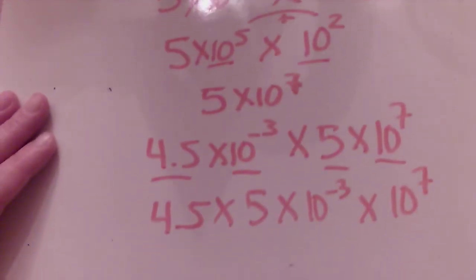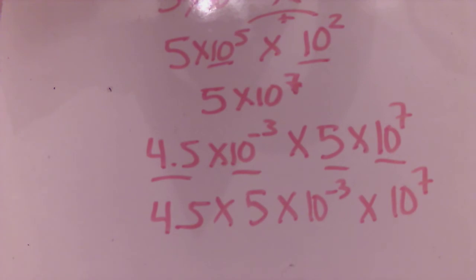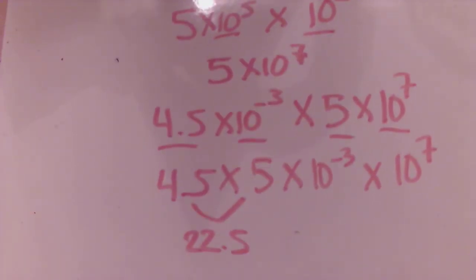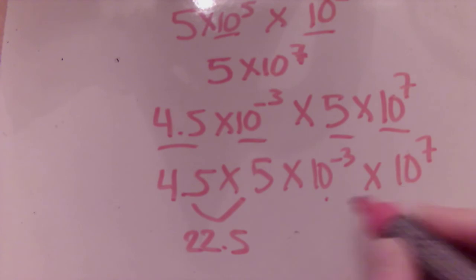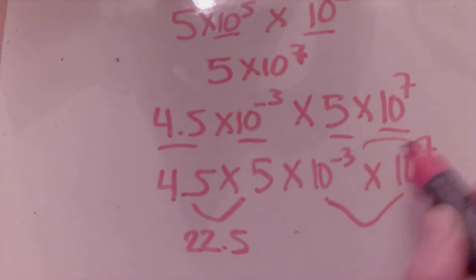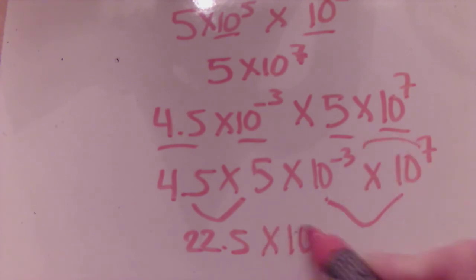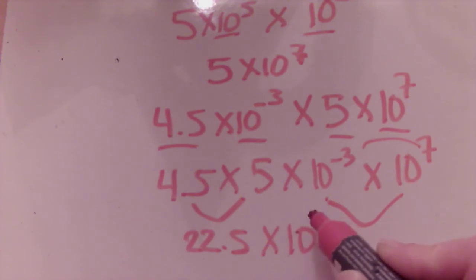And that is a much easier multiplication problem to solve than something that's got a bunch of decimals and big numbers all put together. Because I can multiply 4.5 times 5, and that is equal to 22.5. And I can multiply 10 to the negative third times 10 to the seventh just by adding those powers, and I get times 10 to the fourth power.